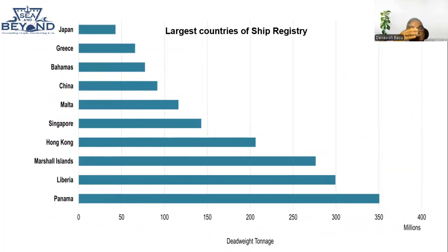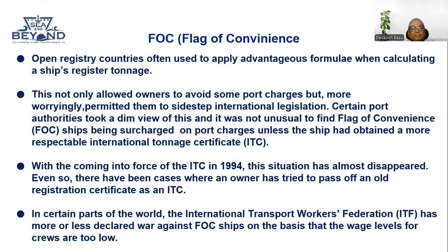They are your national flags, like UK, India, USA. So roughly you can see the people are going to these countries, Panama, Liberia, Marshall Islands, because they are flag of convenience. So we also call flag of convenience FOC.